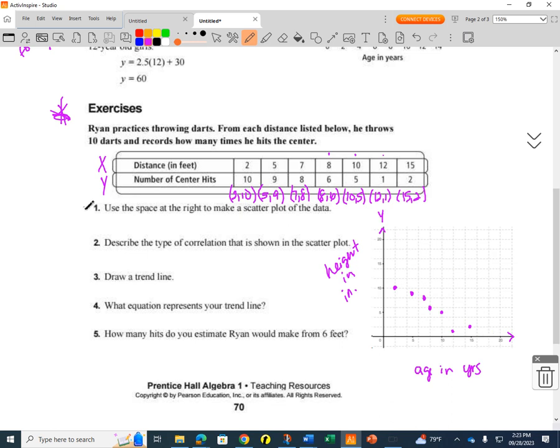So that's us making the scatter plot. That's what we just made. So the type of correlation, we can see it kind of goes down from left to right. Kind of looks like it's going down from left to right in general. So down from left to right is a negative correlation.